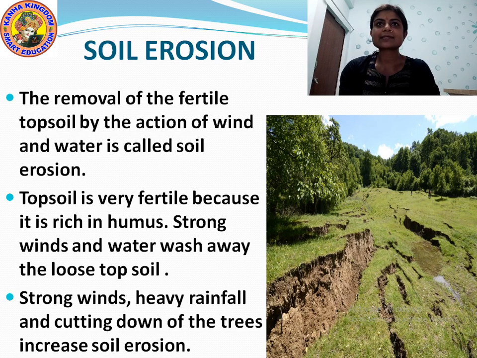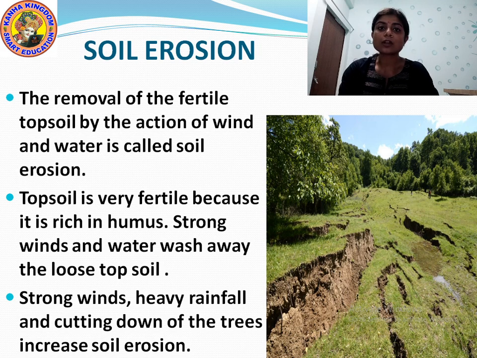And now students, let us study about soil erosion. What do you mean by soil erosion? The removal of the fertile topsoil by the action of wind and water is called soil erosion. Erosion means to fade away. The top layer of the soil fades away by the action of wind and water when there is heavy rainfall and heavy wind blowing. The top layer of the soil gets eroded by these factors. This is called soil erosion.